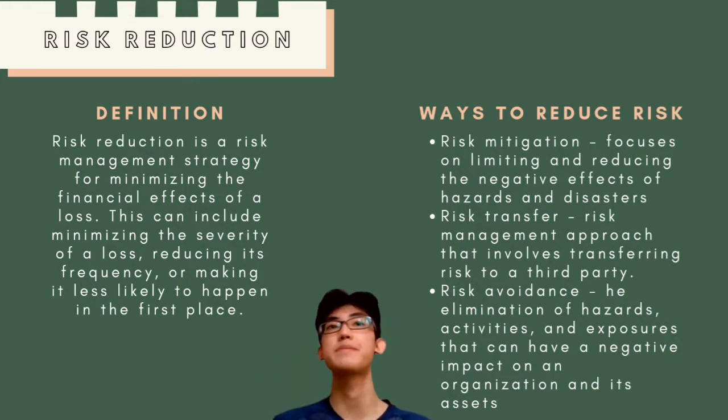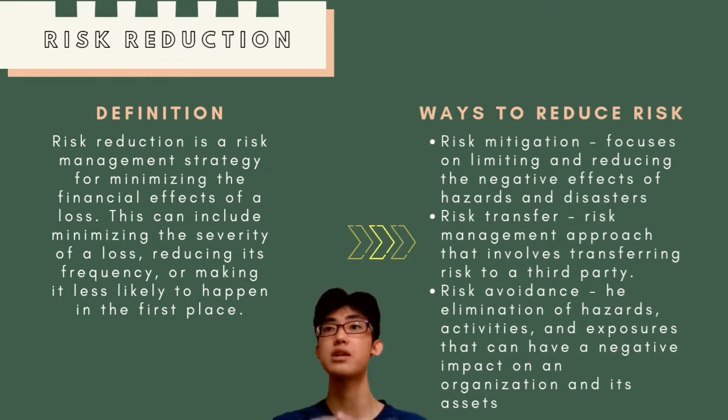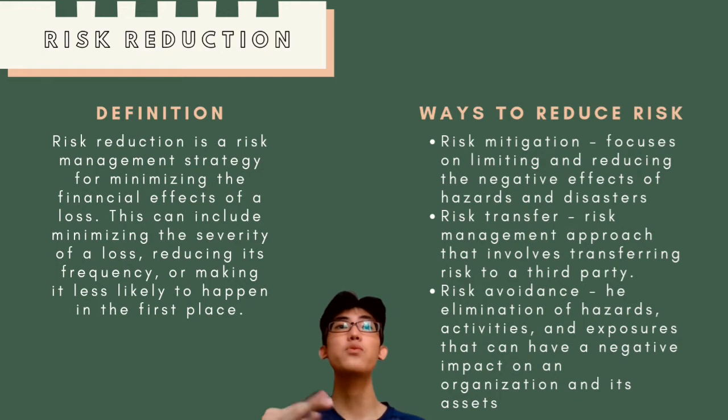The first way is risk mitigation, which focuses on limiting and reducing the negative impact of hazard and disaster. The second way is risk transfer, a risk management approach that involves transferring a risk to another party. The third way is risk avoidance, the elimination of hazards and activities that expose organizations and their assets to negative impacts.